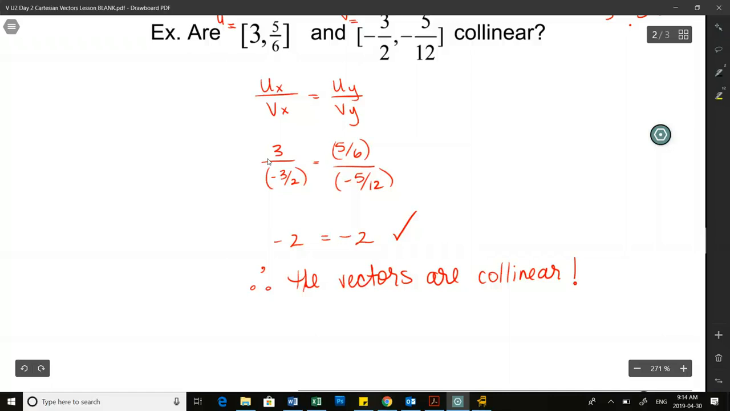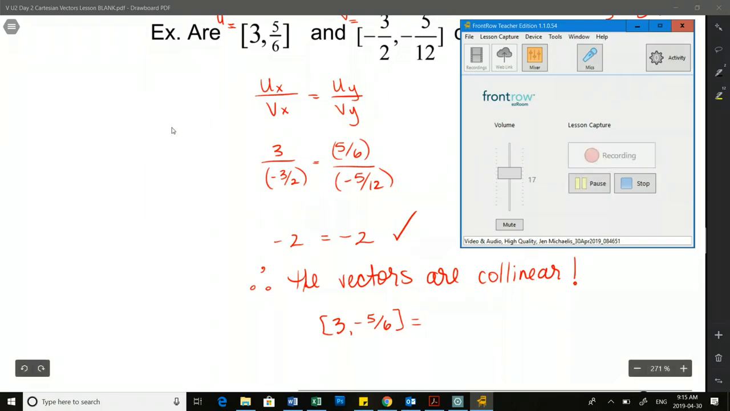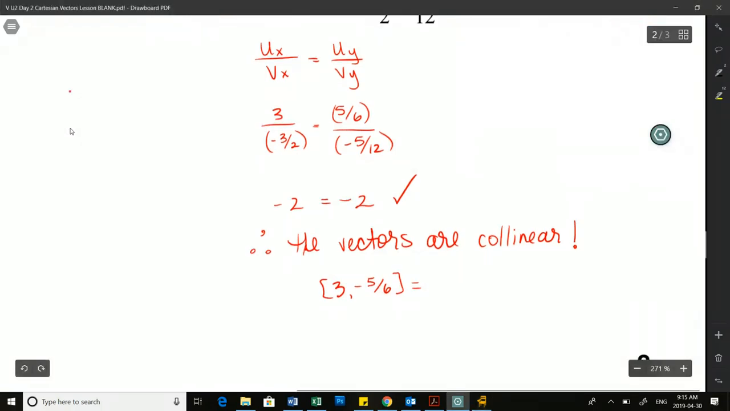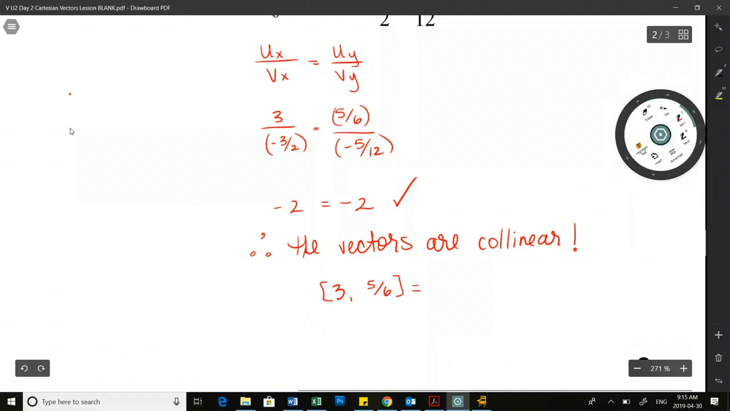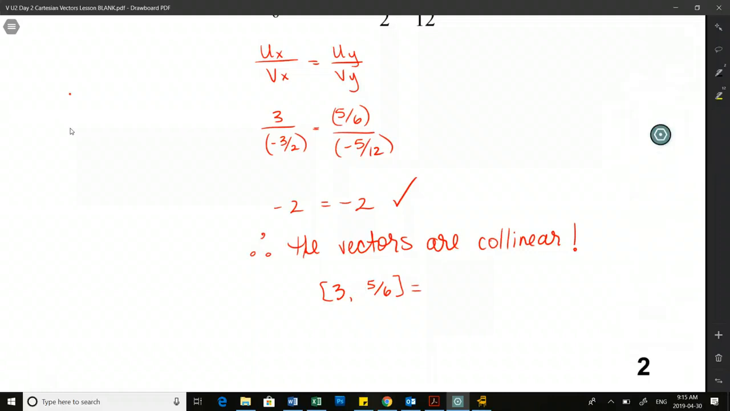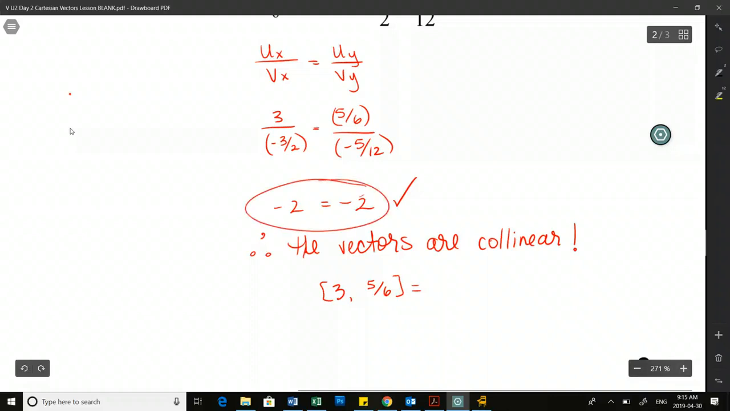What we can say to make a statement of these vectors being collinear is I can actually say that the vector 3 and negative 5/6. Okay, so can you guys tell me if I wanted to make a statement? Ryan and Anil, are you ready? Almost done. Stick with me. Can someone tell me how I would make a statement about how these are collinear using a scalar multiple, now that we've found this negative 2?